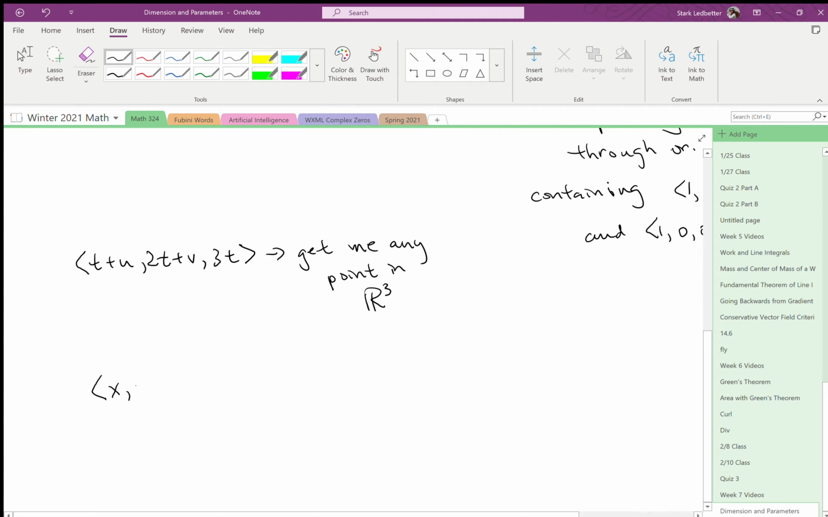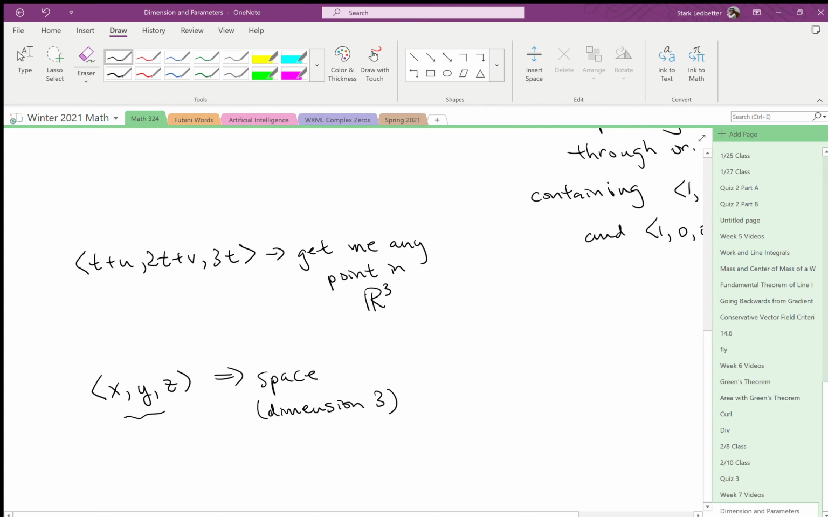If I just have x, comma y, comma z, right? That's a general point in R3. This is actually an object with 3 parameters. So 3 parameters gives me space, which is 3 dimensions, dimension 3. And if you think of linear algebra, that's 3 free variables. So that's kind of cool.